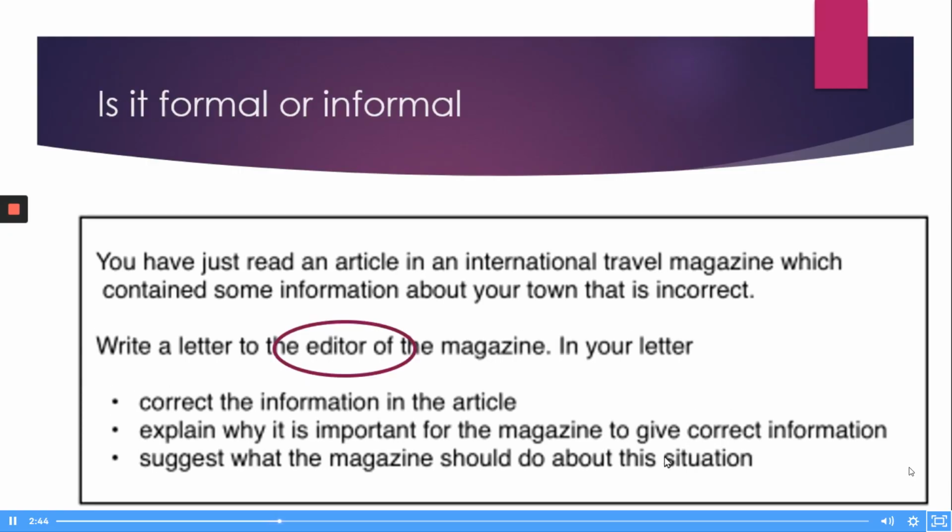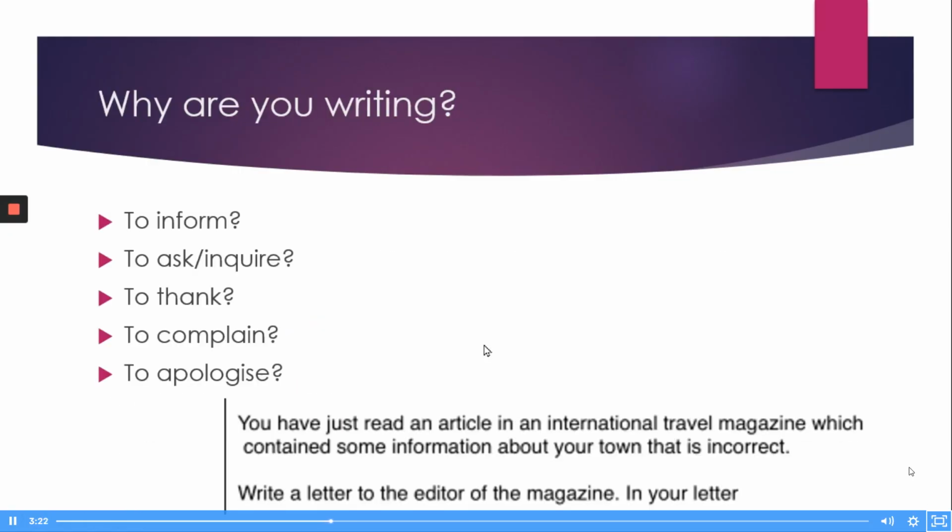So the first thing we always have to think about with this type of letter is, is it informal or formal? And for that, we just look at the write a letter to. And here we see write a letter to the editor of the magazine. We know that if it does not say friend, then it's going to be formal, there's a little clue in the title of this week's title. So we're writing to an editor, so we're going to make sure that everything is formal. That means we're not using contractions, and we are going to be using more formal writing.